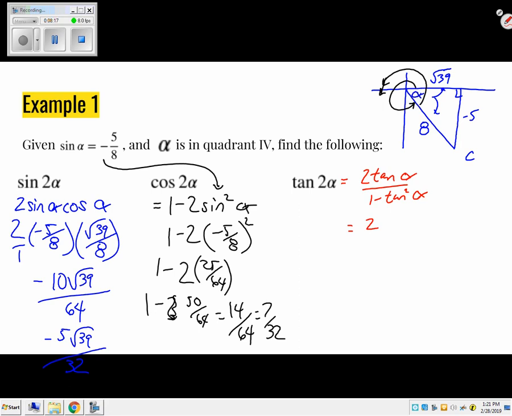I'm going to leave my answer not rationalized, just in case it accidentally rationalizes in the middle of the problem. If you want to rationalize it, go for it. You're going to get the same answer I do. You just might reduce later.